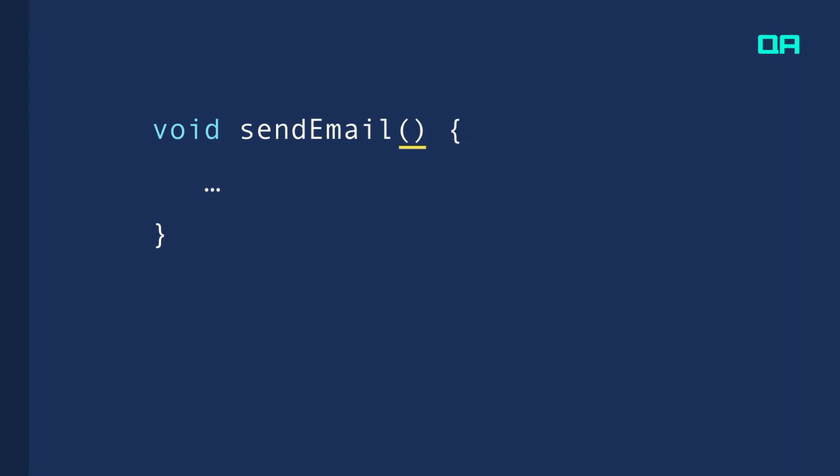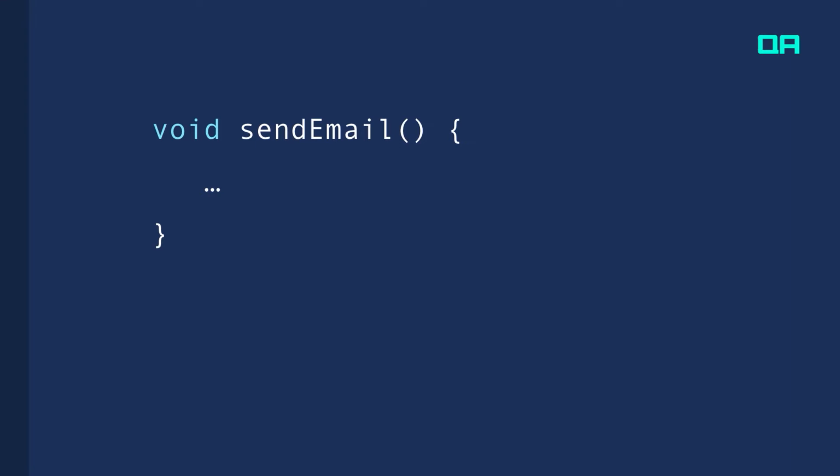Now, after the name, we have a pair of parentheses, and inside these parentheses, we add the parameters for this function. We use these parameters to pass values to our function. For example, our send email function should have parameters like who is the receiver, what is the subject of this email, what is the content of this email, and so on. Now, in this tutorial, we're not going to worry about parameters. We'll look at them in the future.